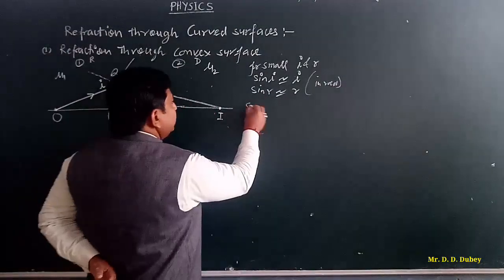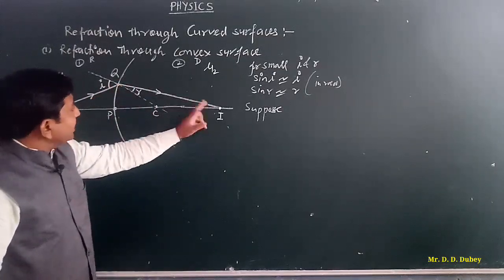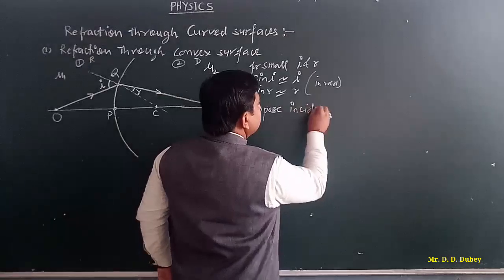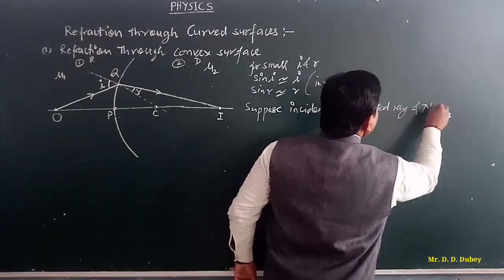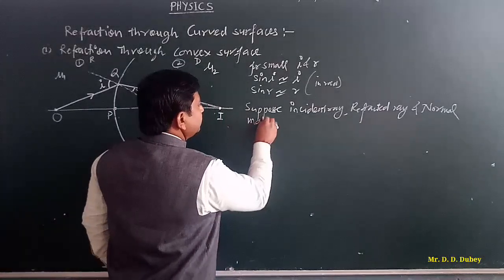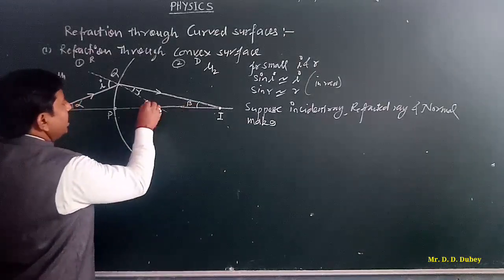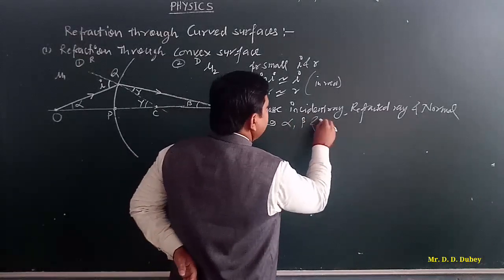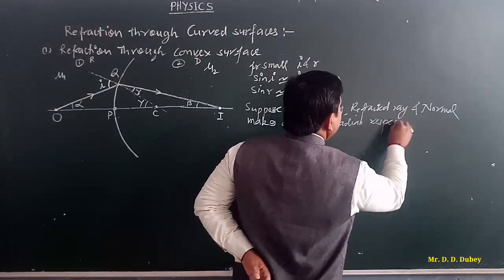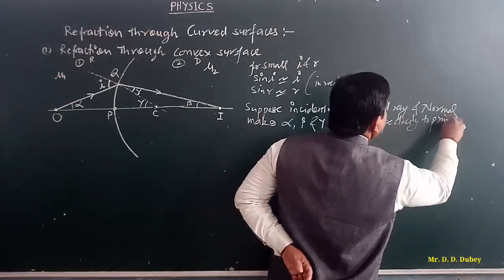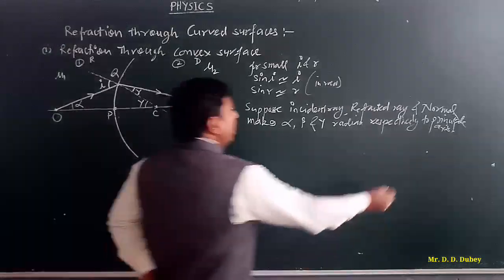Now suppose the incident ray, refracted ray and normal make angles alpha, beta and gamma radian respectively to the principal axis.